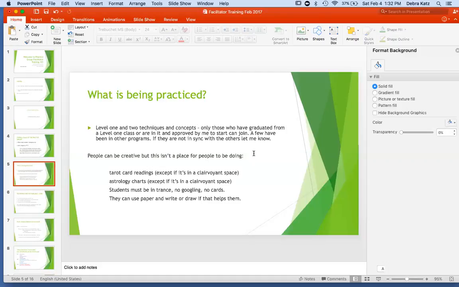Okay, so people can be creative, but this isn't a place for people to be doing tarot card readings, astrology charts. They shouldn't be Googling things or using other tools. This is a place to practice being in an inward meditative space, a clairvoyant space, even though I hesitate a little bit with saying just clairvoyance, because of course, as you know, all your abilities are allowed. But when you're in a clairvoyant space, you're more likely to be in a psychic space instead of some other kind of space, because it's very hard to be focused on visuals and also be doing other things.